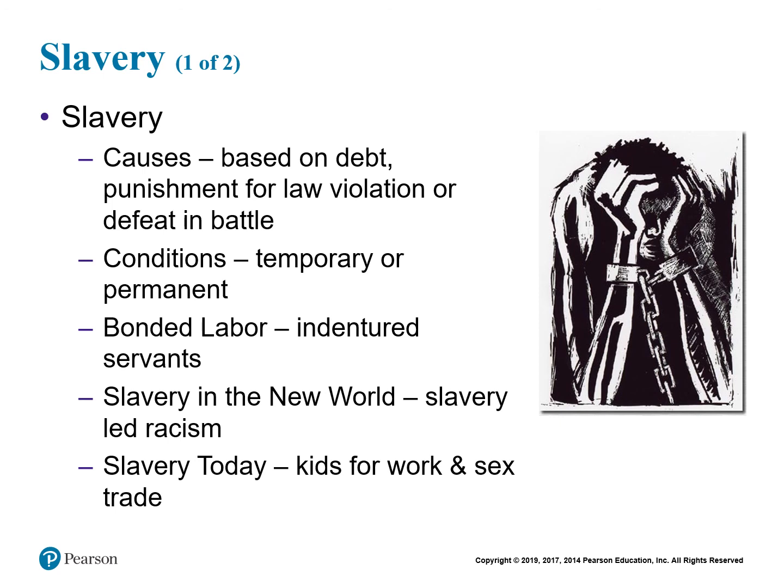Slavery is a form of social stratification in which some people own other people and has been common throughout history. In its earliest form, slavery was based on debt. People who could not pay their debts were enslaved. Punishment for violation of the law or a crime, or defeat in a battle or war.